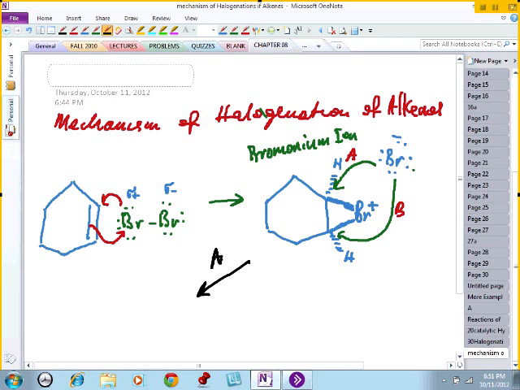If we attack A, it gives us this product. Keep in mind once the bromide attacks from the back here, it pushes the hydrogen up. So the hydrogen now is going to be here, and the bromine is here. That means the bromine comes up, so now the bromine will be here, and of course the hydrogen is here. That is one product based on attack on this carbon from the back.